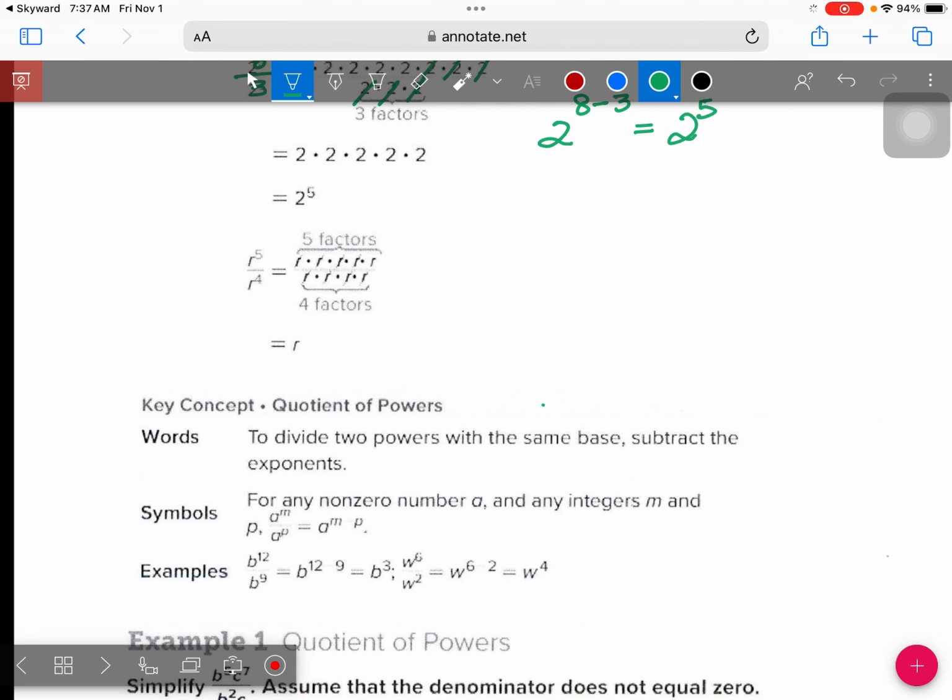So here we have r to the 5th divided by r to the 4th. We know if we write it all out that 4 of these are going to cancel out, and we're left with just that r. But if we have r to the 5th divided by r to the 4th, they have the same base. You keep the base and you subtract the exponents. You take the top exponent minus the bottom exponent, and that gives you r to the 1st or just r.